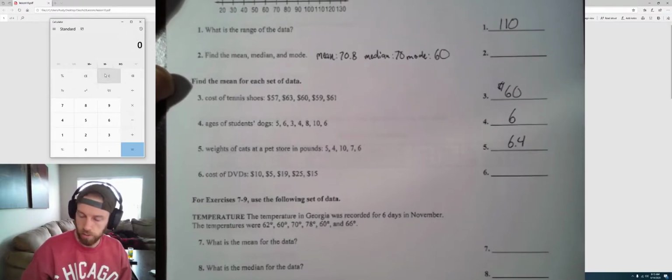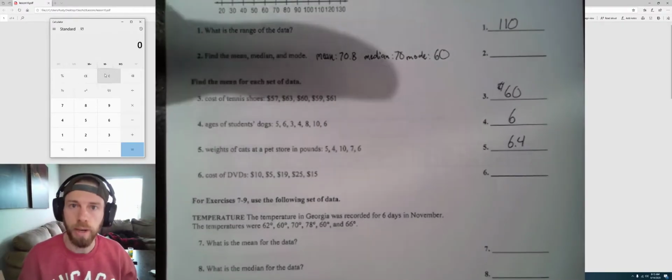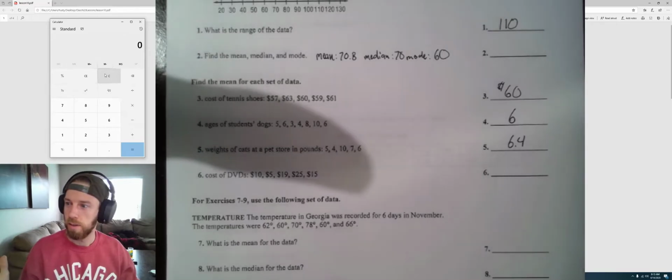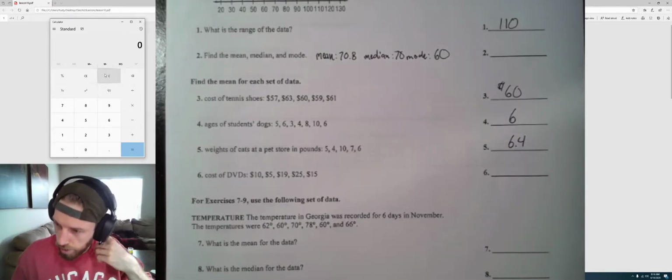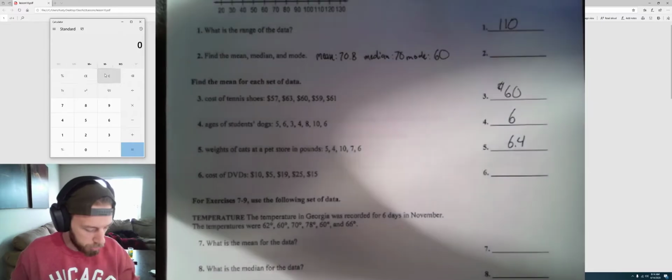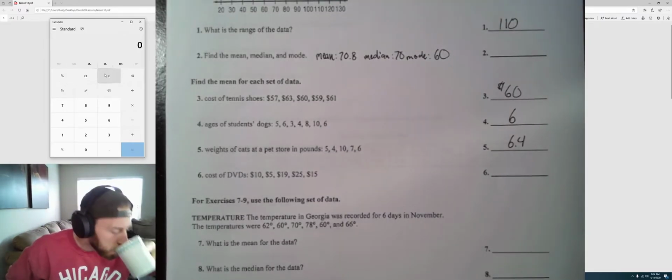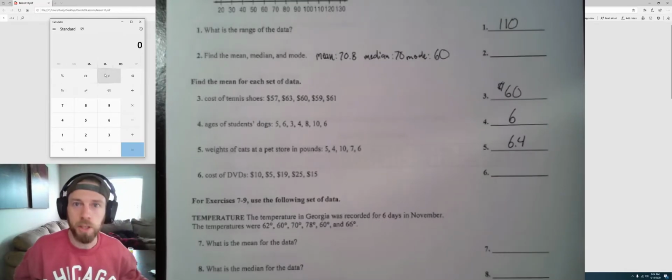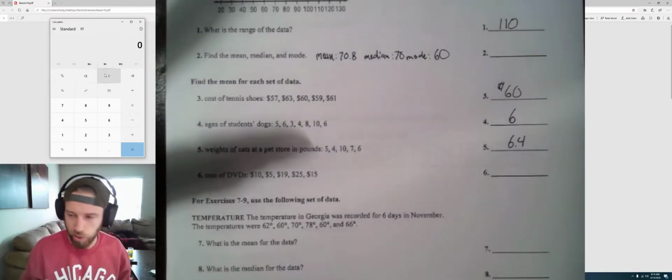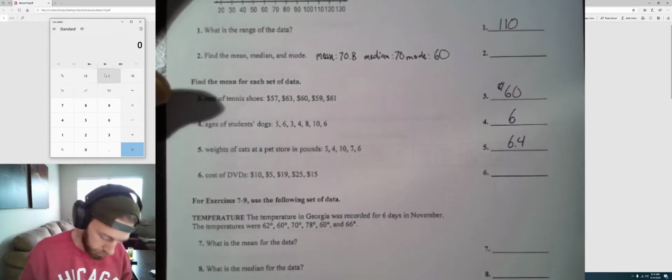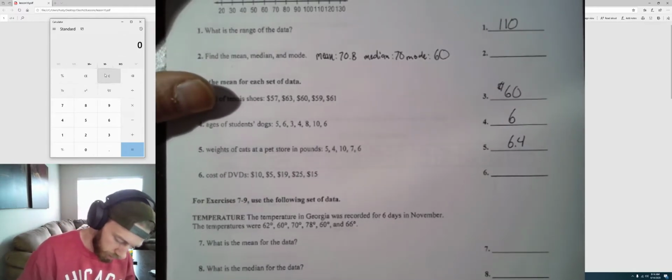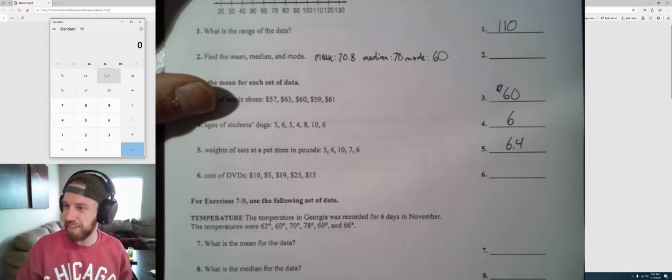Cost of DVDs. It's so crazy to me how a book this recent can make questions like this, where they're talking about the cost of DVDs. And DVDs are so much more irrelevant these days than what they were literally like 2 years ago. That's wild to me.